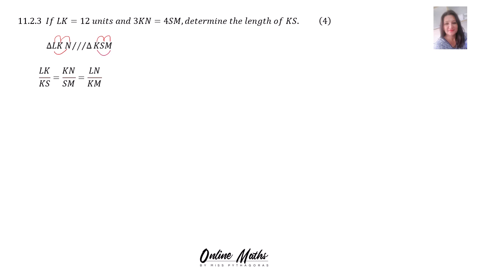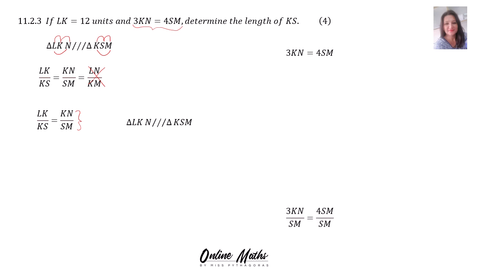And then we will wait with this one, and we're going to deal with LK over KS is KN over SM. We write it down, and the reason why we can write it down is because the two triangles were similar. Now, let's zoom in on KN over SM. It was given to us right at the beginning, that 3KN is equal to 4SM. So we're going to write that in terms of KN over SM.